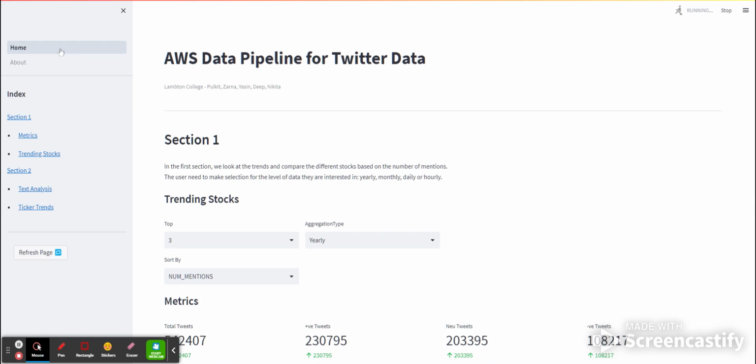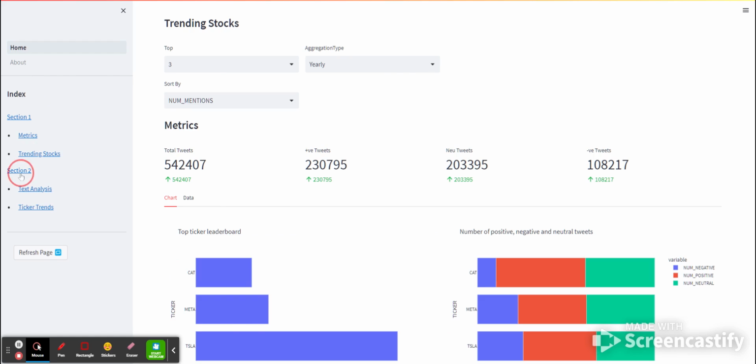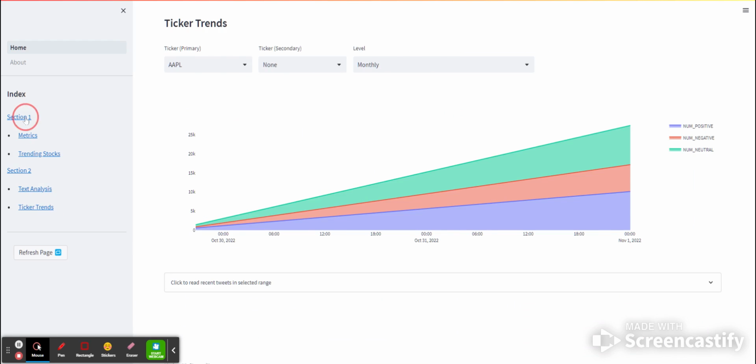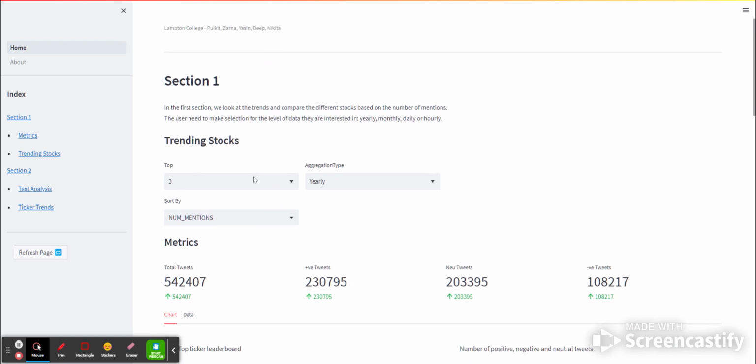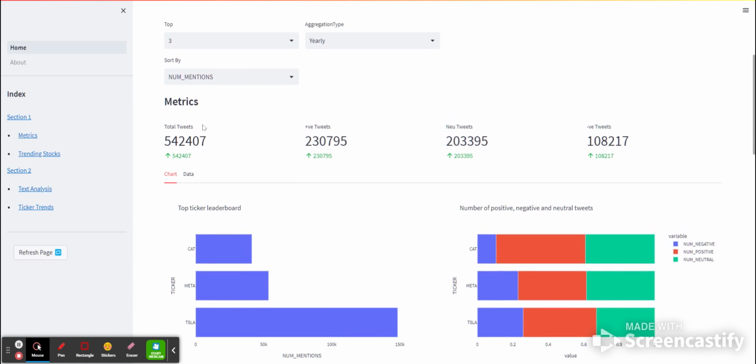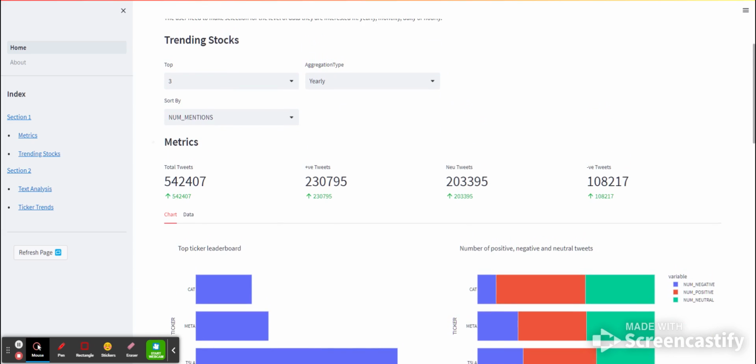Let's go back to the home page. This is the home page. On the sidebar, you can see the different sections in this demo. Let's start with section 1. In section 1, the first visualizations that we are interested in are the metrics and the board charts. The metrics show you how much data we have collected so far.